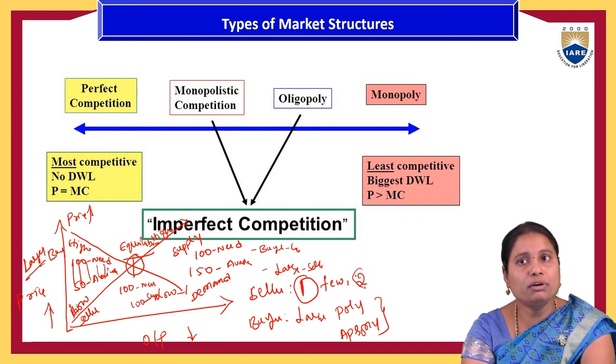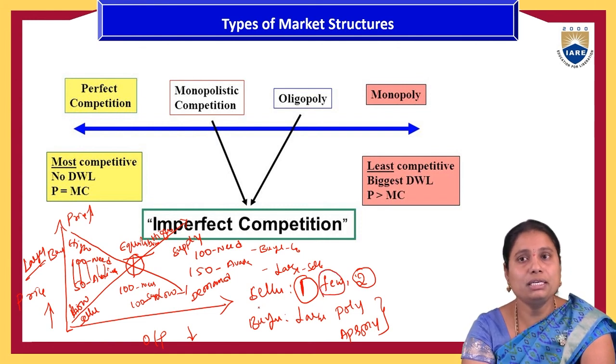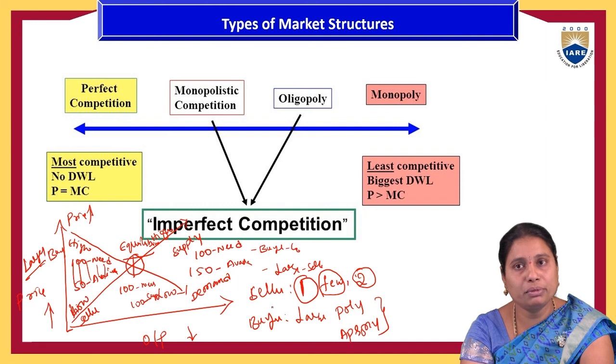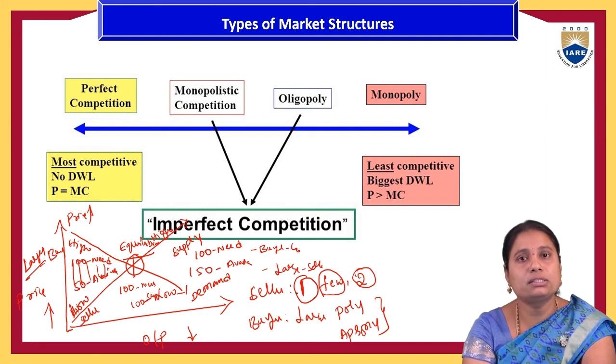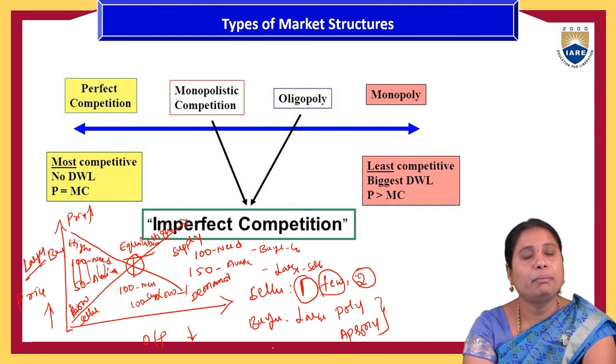If two sellers are there, that is duopoly: two sellers, larger number of buyers. And if very few are there, not more than a few, that is called oligopoly. Oligo means a few, poly means seller. Oligopoly market: few sellers and larger number of buyers.